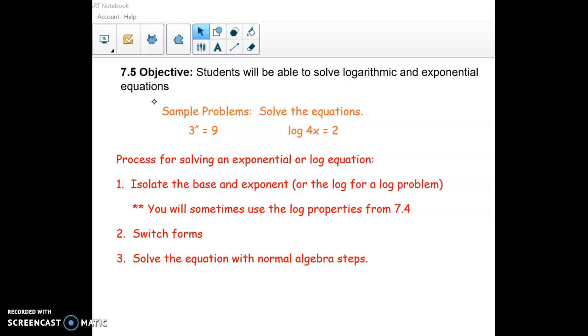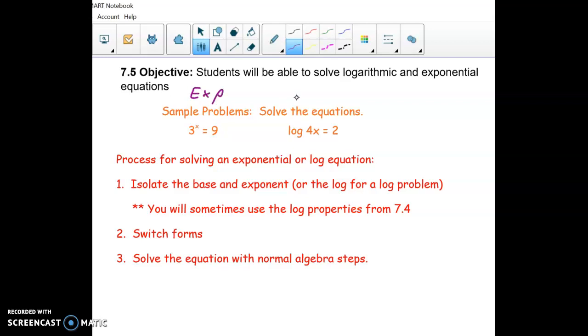All right, hello, welcome to section 7.5. Chapter 7 has been on logarithms and exponentials, and now we're going to solve. In this section, we're going to have two different types of problems. We're going to solve exponential equations, where the exponent is a variable like this, and then we have log questions where it starts off with a log and an x in here.